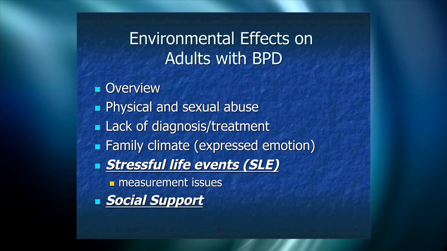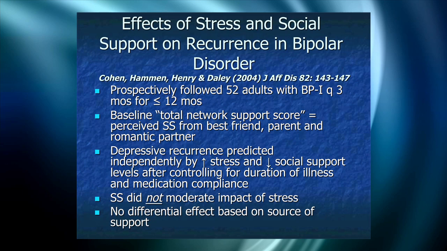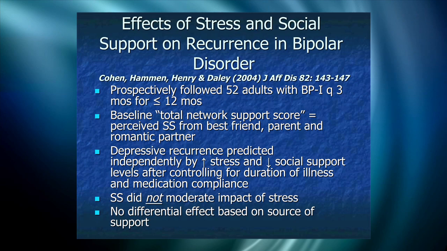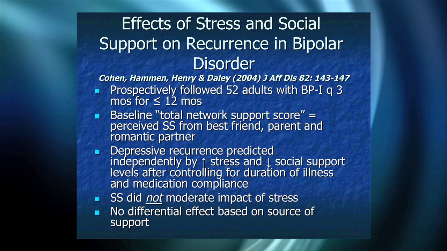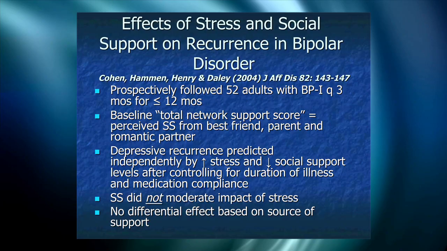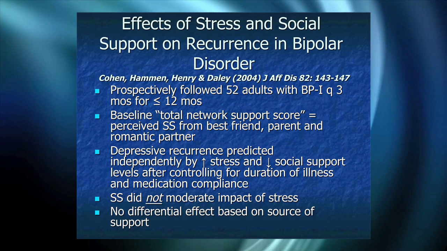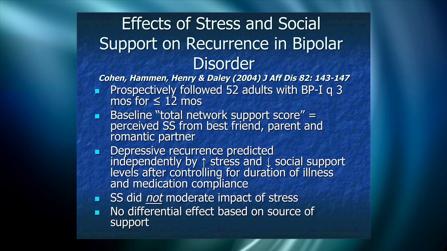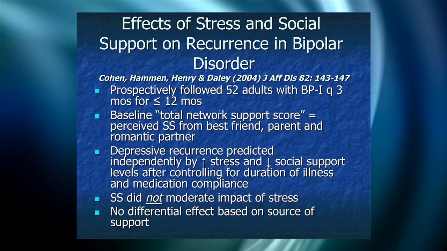How about stressful life events and social support? Connie Hammen and colleagues at UCLA prospectively followed 52 adults with bipolar type 1 every 3 months for up to 12 months, and they created a variable they called the baseline total network support score, and that was perceived self-support from your best friend. What they found is that depressive recurrence was predicted independently by high degrees of stress and low degrees of social support levels after controlling for duration of illness and medication compliance. Social support did not moderate the impact of stress, and there was no differential effect based on where your support came from. So it's important to have support.